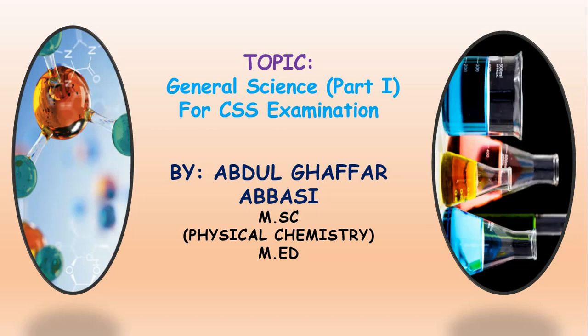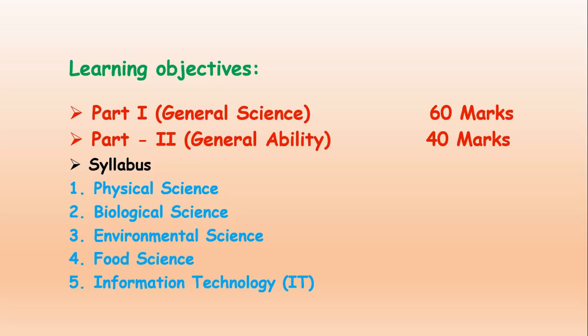This is Abbasi here. Today we will discuss the General Science Part 1 for the CSS Examination. Bismillahirrahmanirrahim. Learning objectives of today. Basically, there are two parts. Number 1 is General Science, which consists of 60 marks. Then part number 2, General Ability, 40 marks, total marks 100.